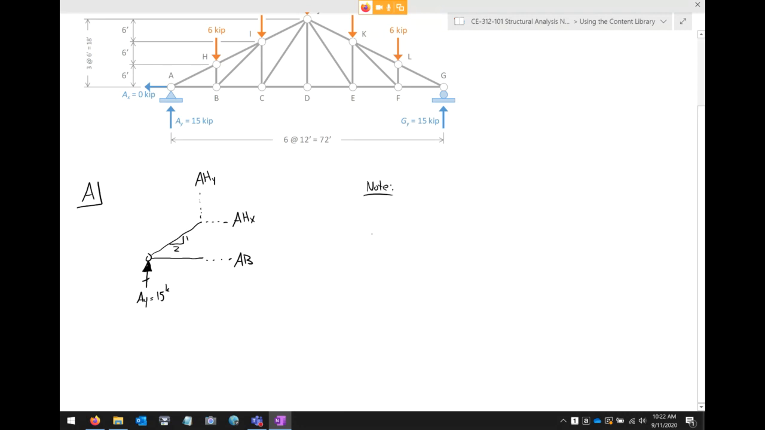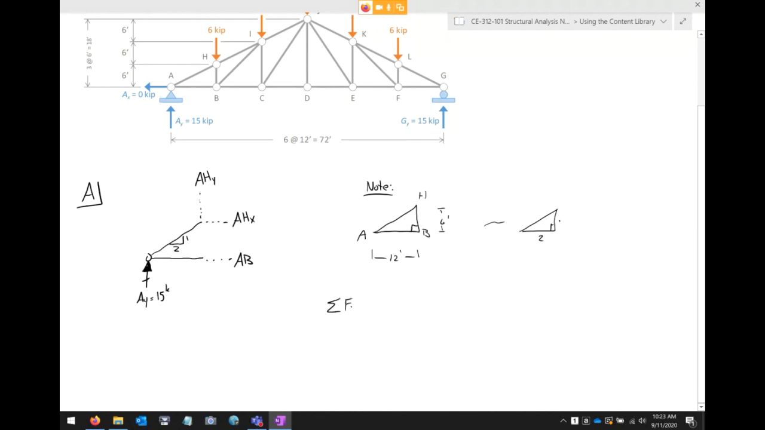if you look at this triangle, this is A, this is H, this is B, this is 12 feet, and this is 6 feet. And so you can just sort of simplify that. 6 to 12 is 1 to 2. So you can simplify that. Okay, you're going to have to figure that out for some of these problems, so that's just something to keep in mind.